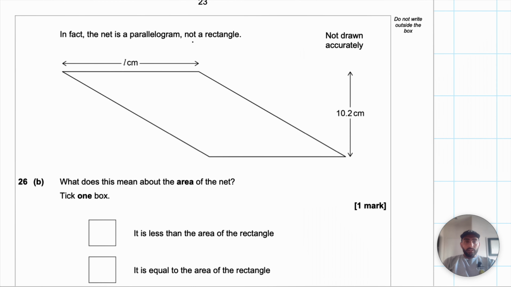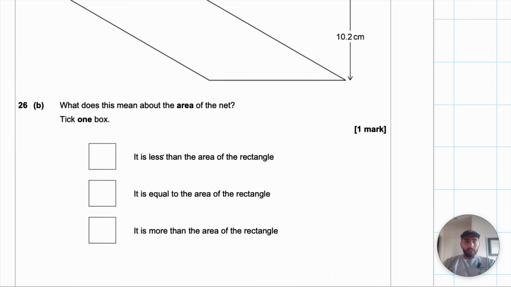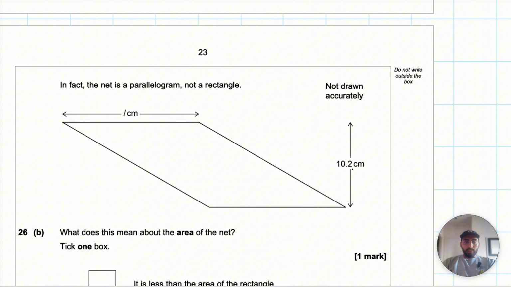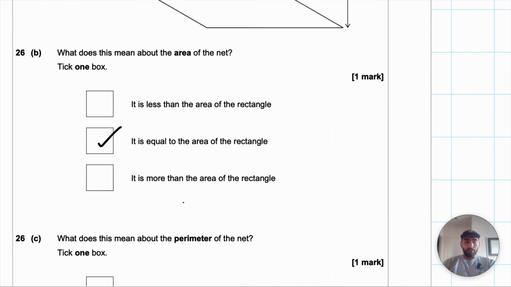In fact, the net is a parallelogram, not a rectangle. What does this mean about the area of the net? Tick one box. So we need to think, we've got the same height and the same length. And how do you work out areas of parallelograms? It's just base times height, the same as a rectangle. So the area is not actually going to change because you've still got the same height and the same length. So it's going to be equal to the area of the rectangle.